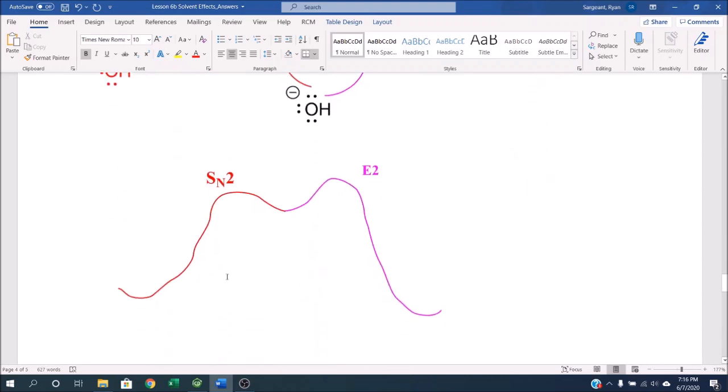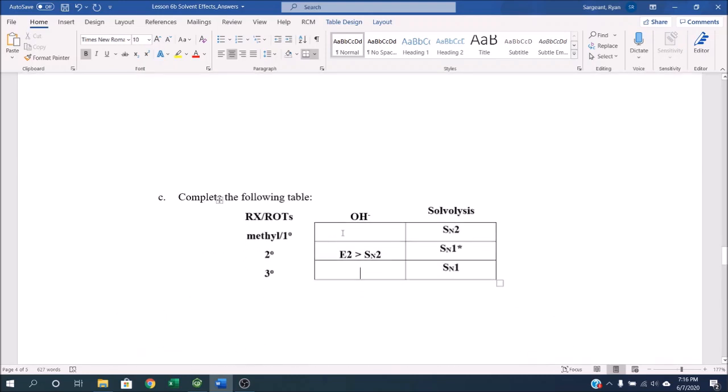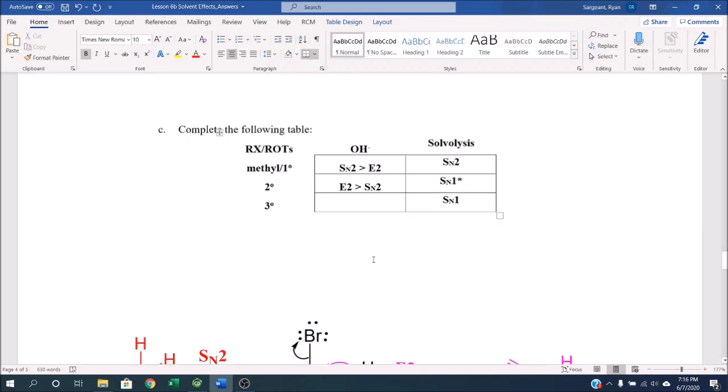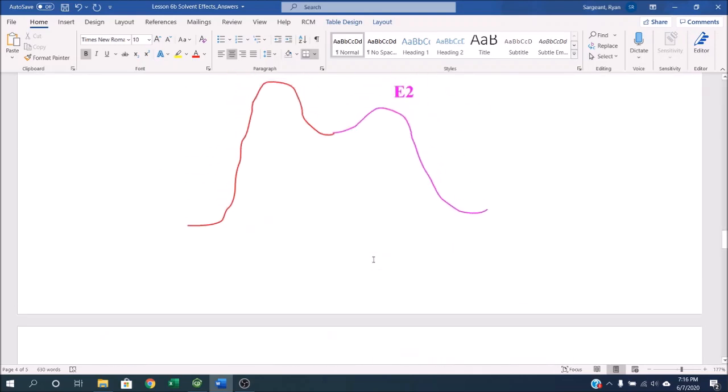The SN2 has a lower activation barrier, so we expect this to be the kinetically favored process. This just happens faster. When everybody's at the valley and they kick everybody out of the valley, they're going to go over here. It's just a smaller mountain to climb. So for a primary or methyl, we expect SN2 to be the dominant mechanism and E2 to only be a secondary mechanism. Well, now let's go the other direction.